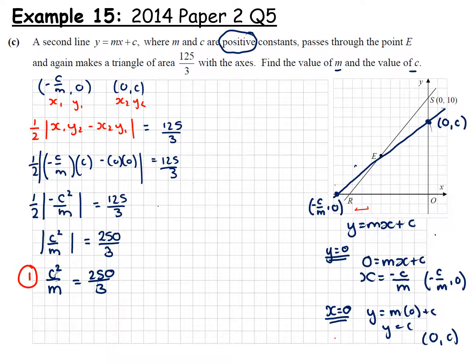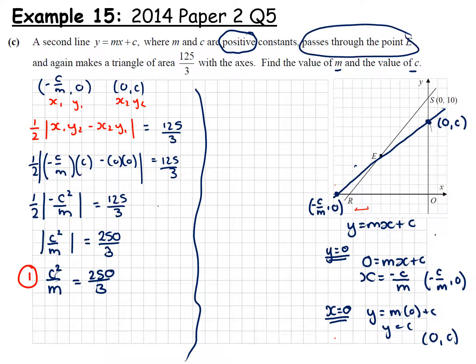So students are usually quite good at getting to this point in some way, shape or form and struggle with the second one. The second piece of information, and it's kind of easy to skip over, is that it passes through the point E. So the line passes through E. So the point E, which we had in the last part, that was minus 5, 4. That sits on the line y equals mx plus c.